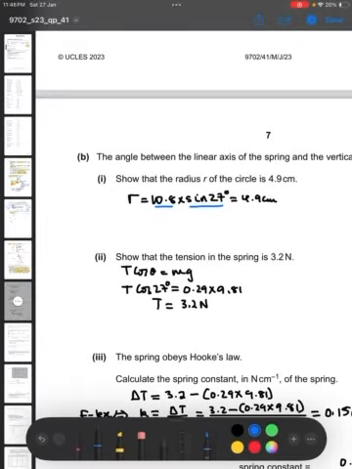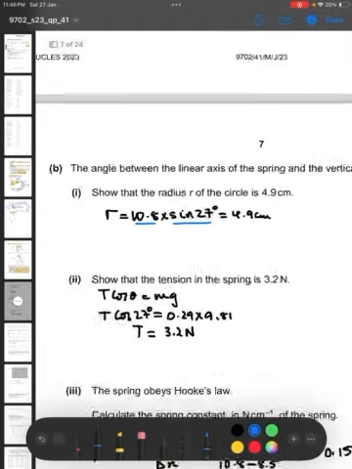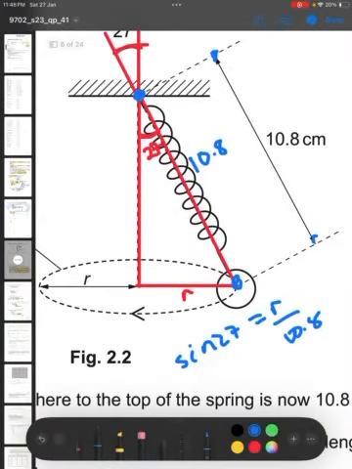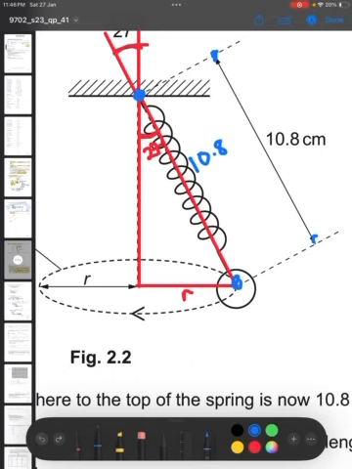Then the next part of the question says, show that the tension in the spring is 3.2. So we have to show that the tension is 3.2. Now we go further again. To show that the tension in the spring is 3.2, we need to have something that we can equate to that tension. For example, we don't know the centripetal force as of now. So we cannot equate the component of the tension horizontally to the centripetal force.